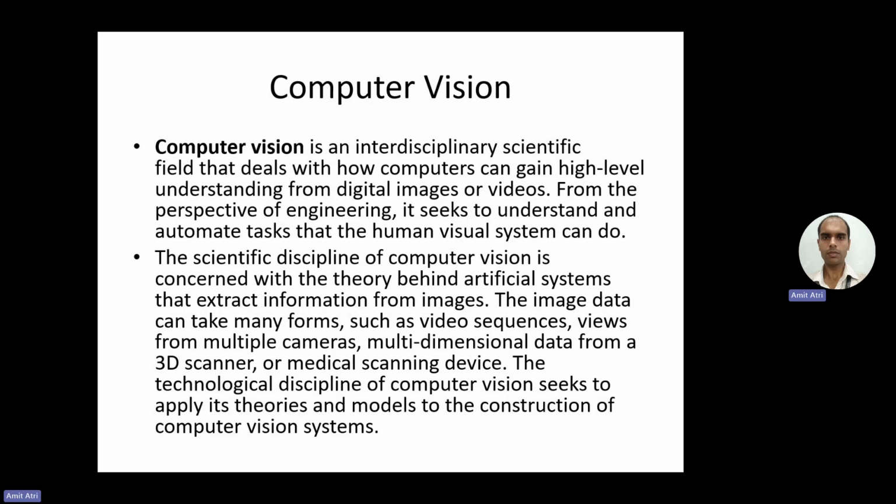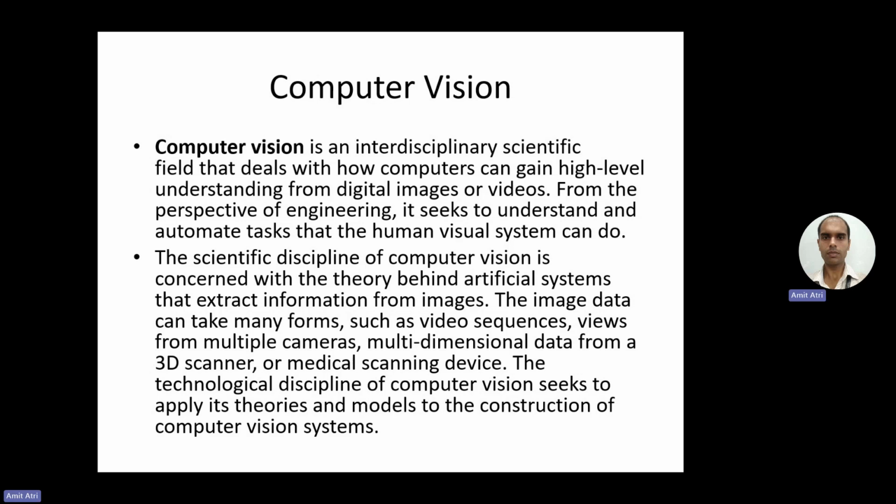The scientific discipline of computer vision is concerned with the theory behind artificial systems that extract information from images. So some type of information is taken from the images. The image data can take many forms. It could be a video sequence, it could be views from multiple cameras, multi-dimensional data from a 3D scanner or some medical scanning device. These can all contribute to the input for a computer vision system, or they can provide some information.